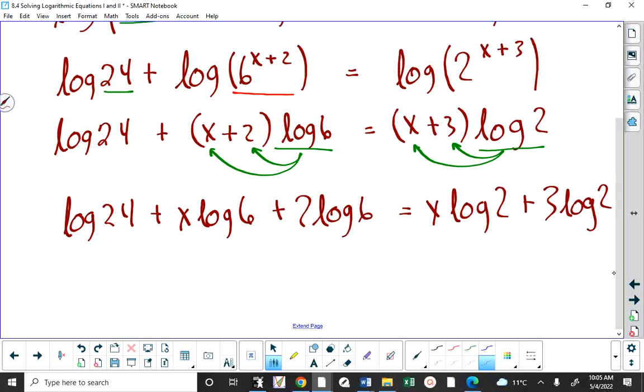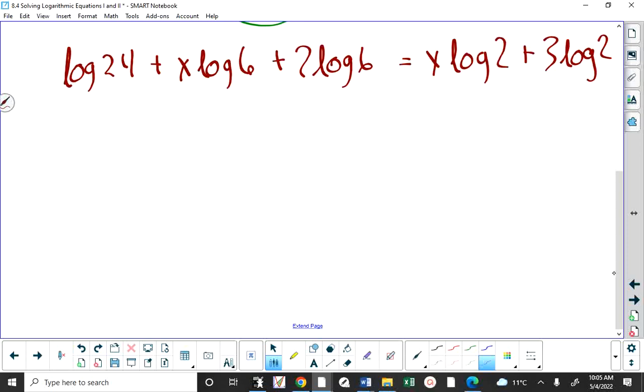I'm going to move the x terms to the right side, because if I move the numbers to the right side, I create a whole bunch of extra negatives. Well, not a whole bunch, but I get more negatives because I have more of those terms that are positive on the left.